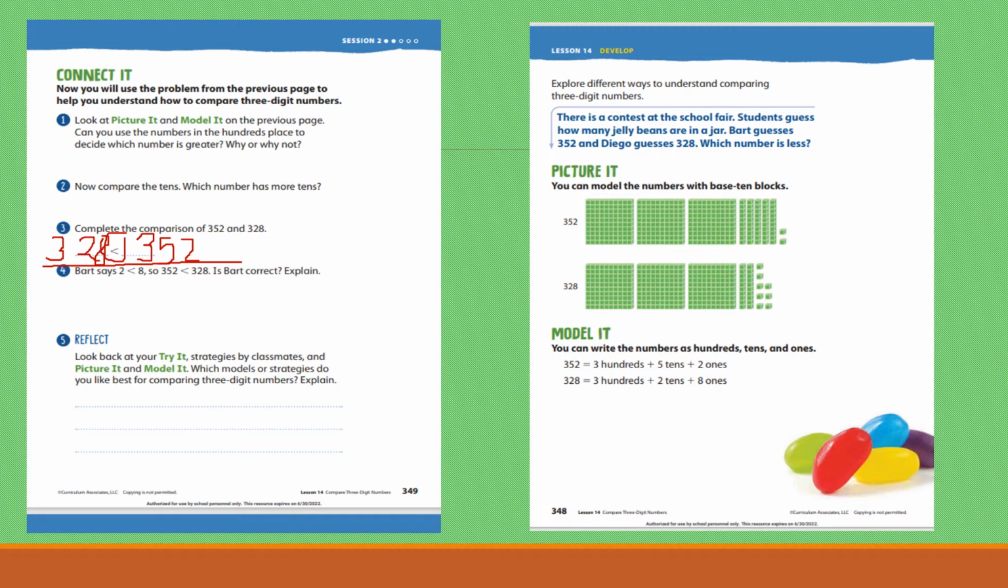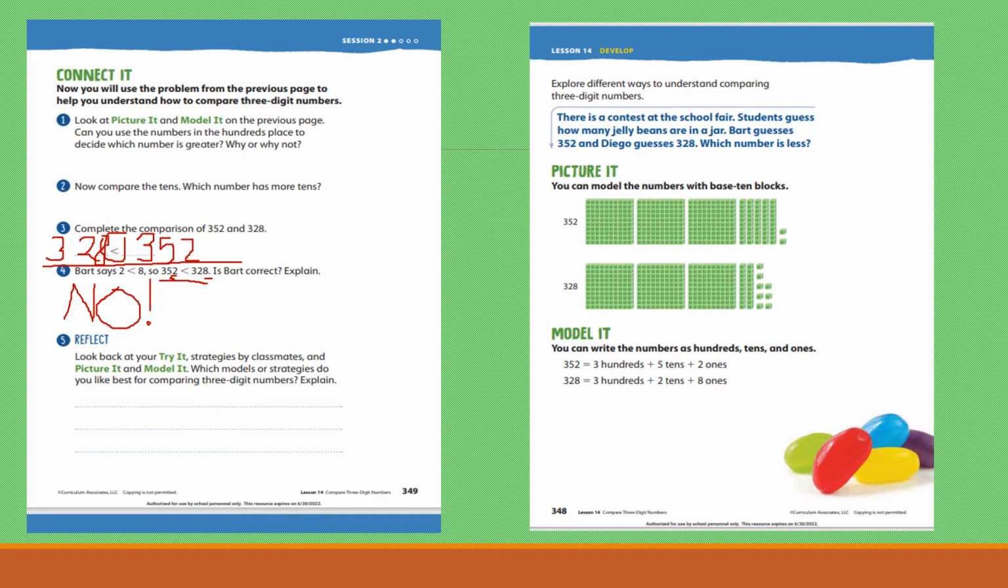So, is 352 less than 328? Is Bart correct? Explain. Is 352 less than 328? Is he correct? No, he is not correct. Why is he not correct? What did he do? He compared the ones and not the tens. That's why he's not correct.